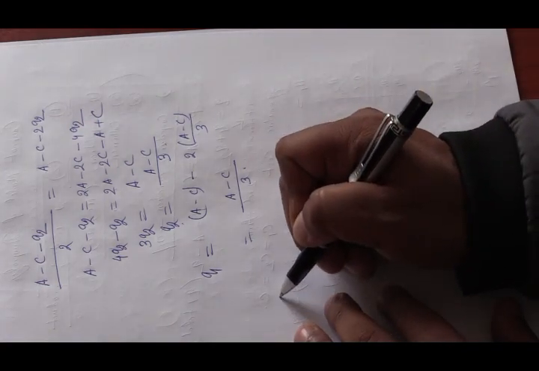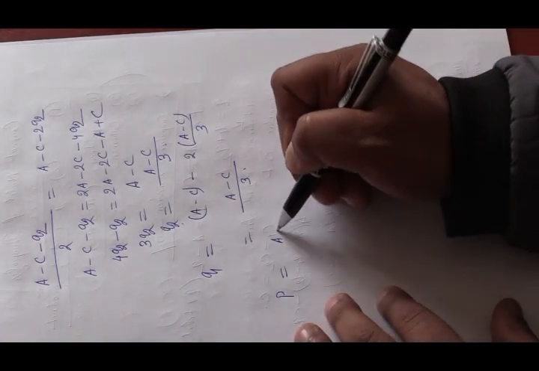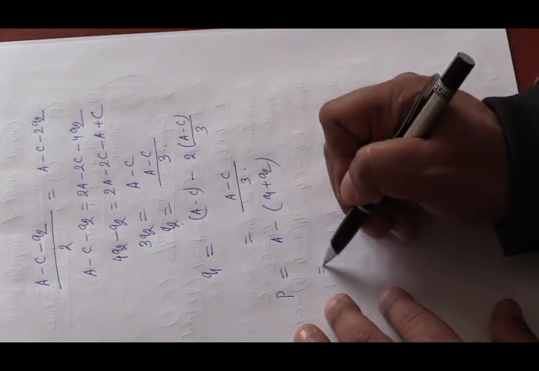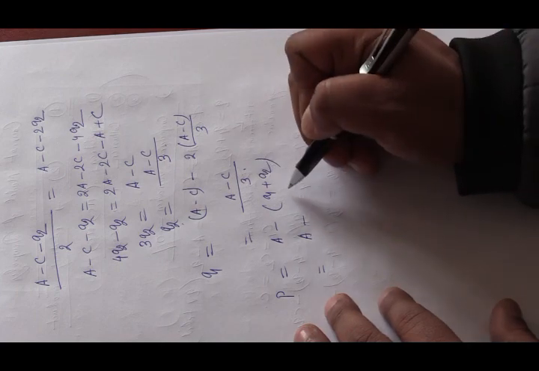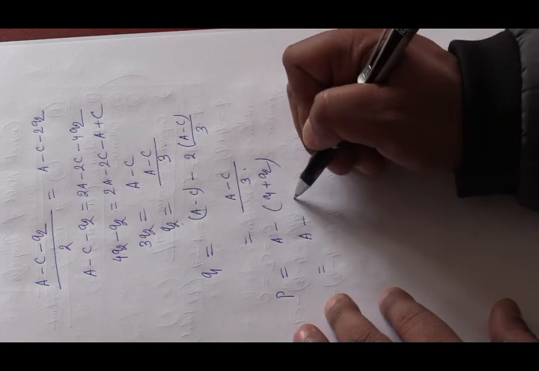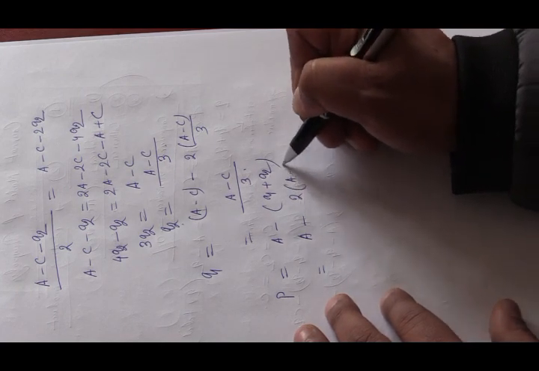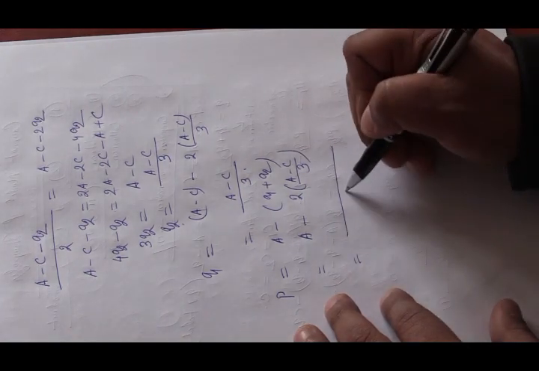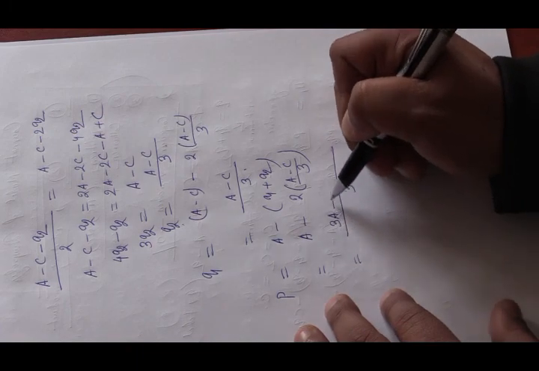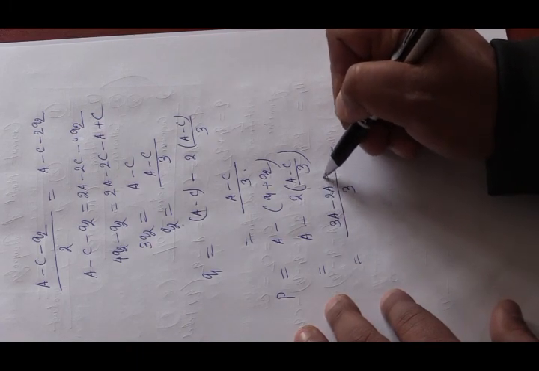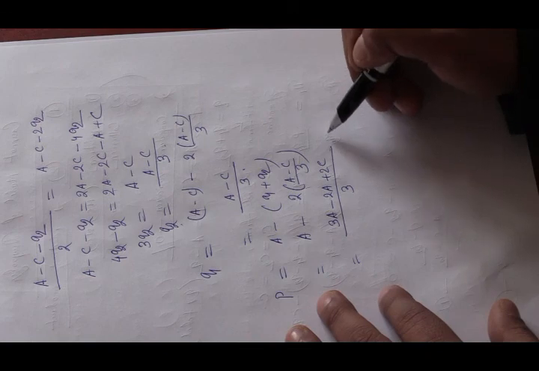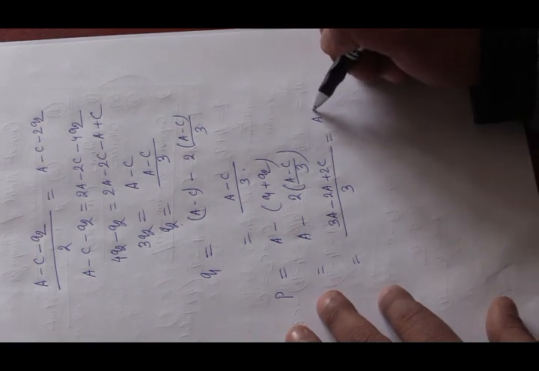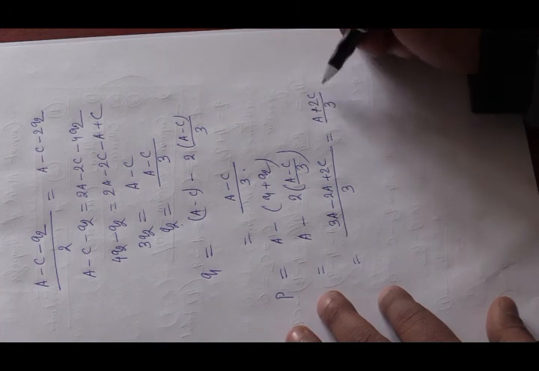What will be the price now? So P equals A minus Q1 plus Q2. So it will be A minus 2 into A minus C by 3, which equals 3A minus 2A plus 2C by 3, or it will be A plus 2C by 3.